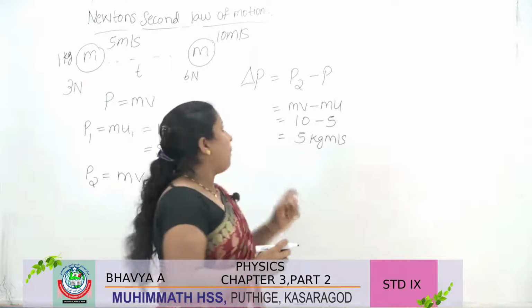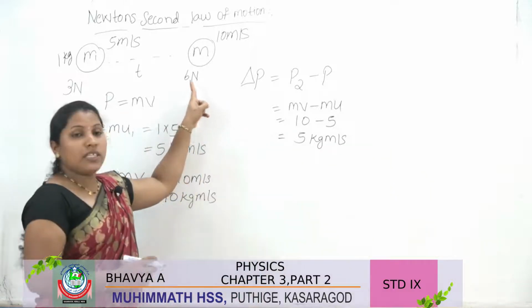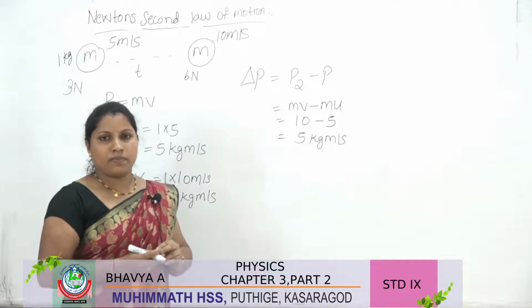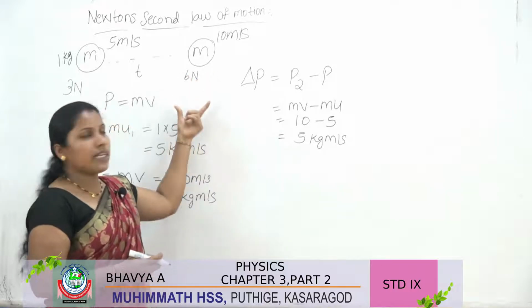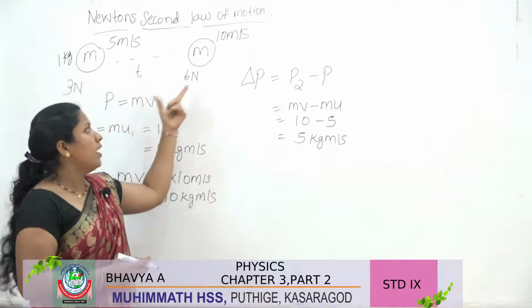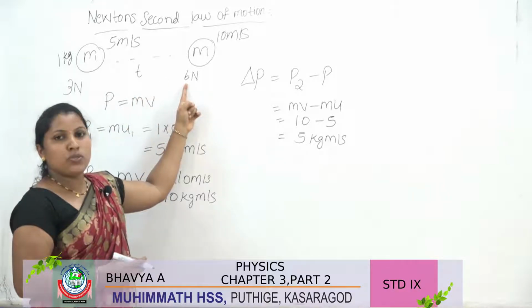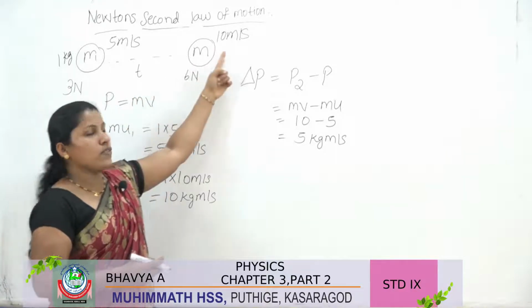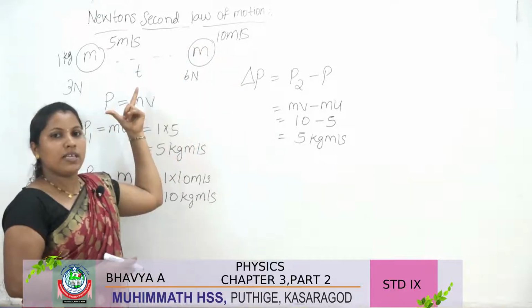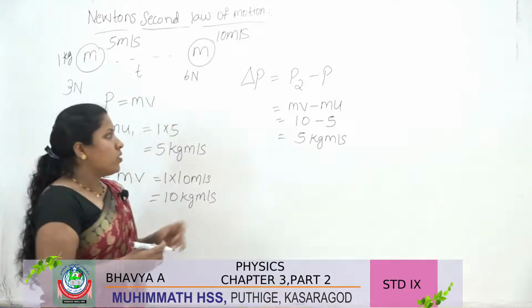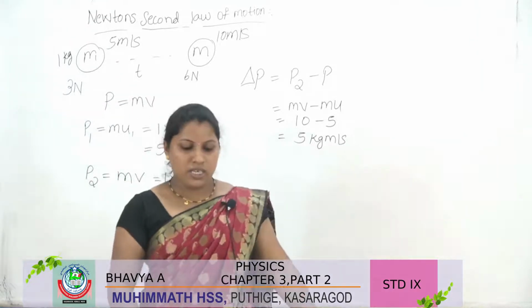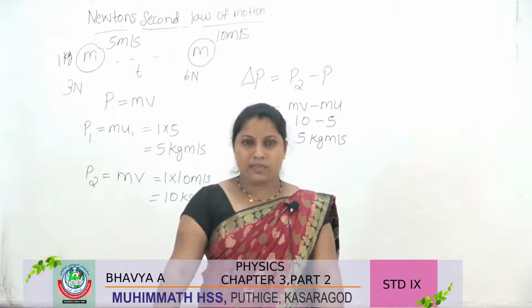So if the applied force increases, the momentum also increases. If the applied force is decreased, the momentum also decreases. If the applied force is 2 Newton, the velocity also decreases, so the momentum decreases. So here the change in momentum is 5 kg meter per second.